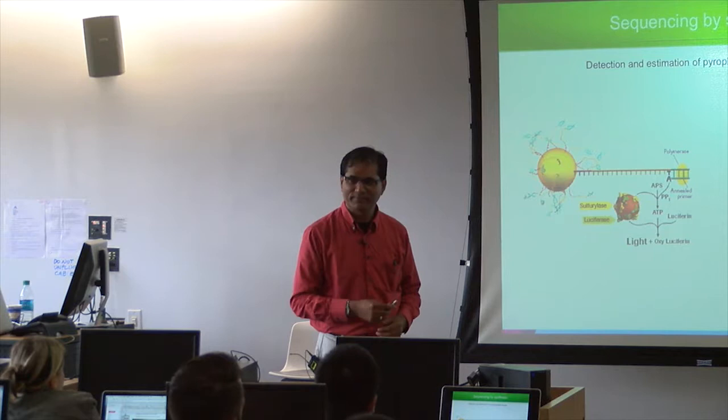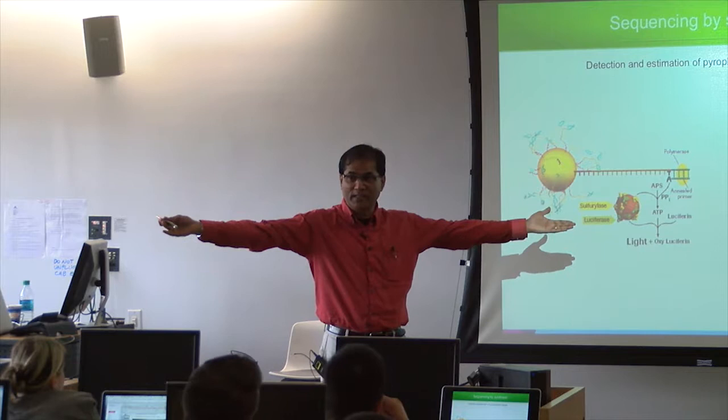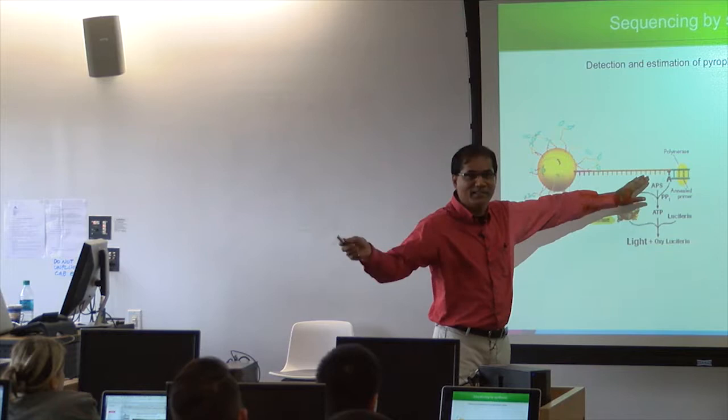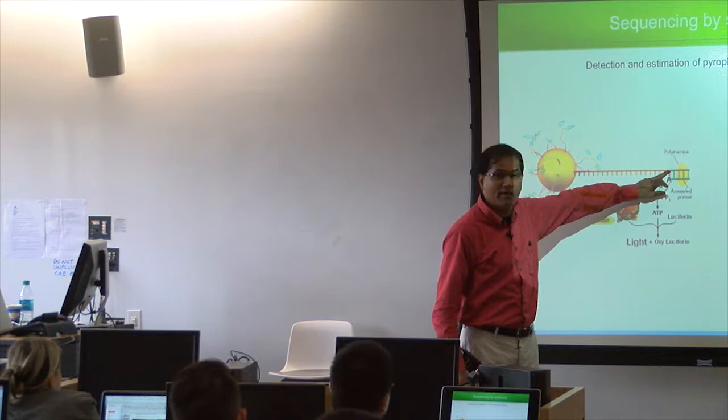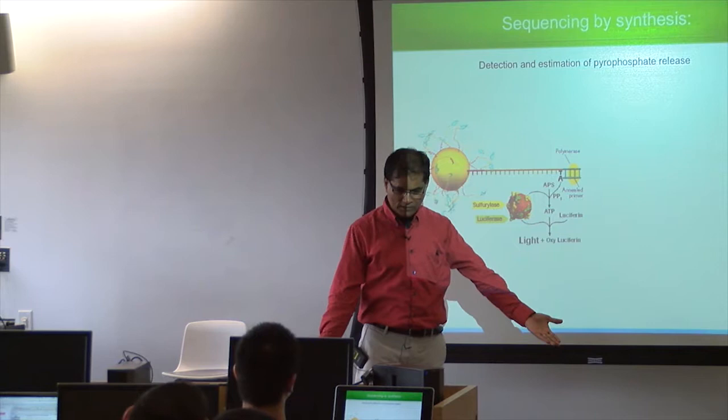So let's say A is not there, then what happens? Then in this well, there won't be any photon. Right. Out of a million wells, some will have A, some will not have A or T there. Out of a million wells, right, some will have T, some will have A here. Some will have C here, some will have G here. Exactly. Not all wells will illuminate with addition of one dNTP.